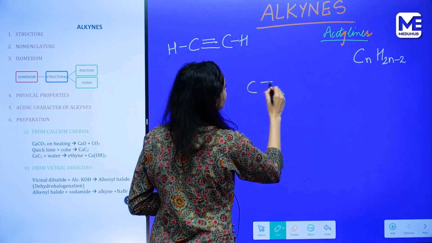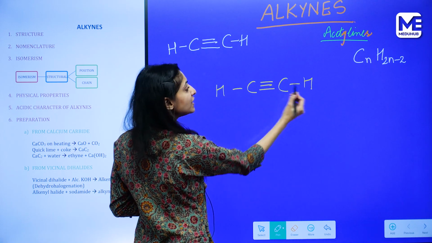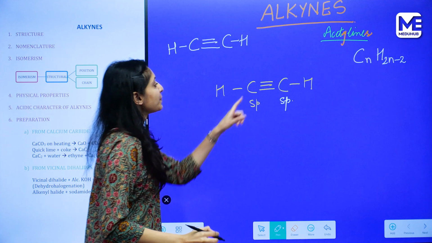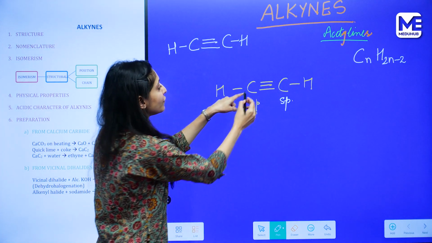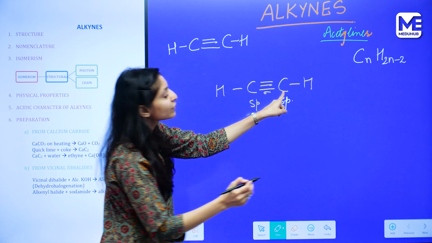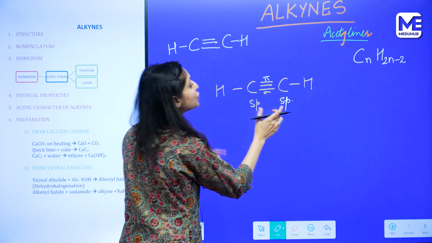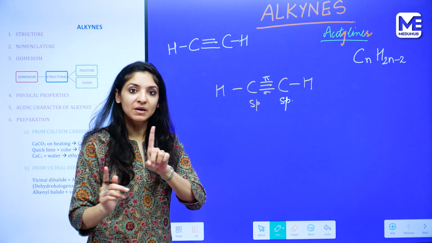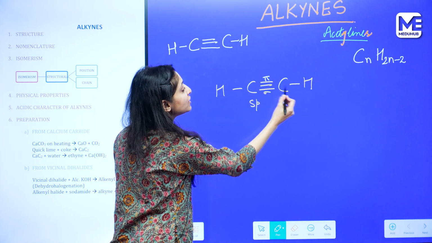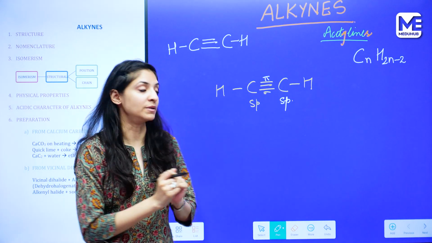Now, what is the structure of alkynes? We have a carbon here with a triple bond, and there's a hydrogen here. Each of these carbons is sp hybridized. The sp orbital of this carbon forms a head-on sigma bond with the sp orbital of this carbon. The remaining two bonds are pi bonds. So between these two carbons, there is one sigma bond formed by head-on overlap, and there are two pi bonds formed by sideways overlap of the p orbitals of carbon.